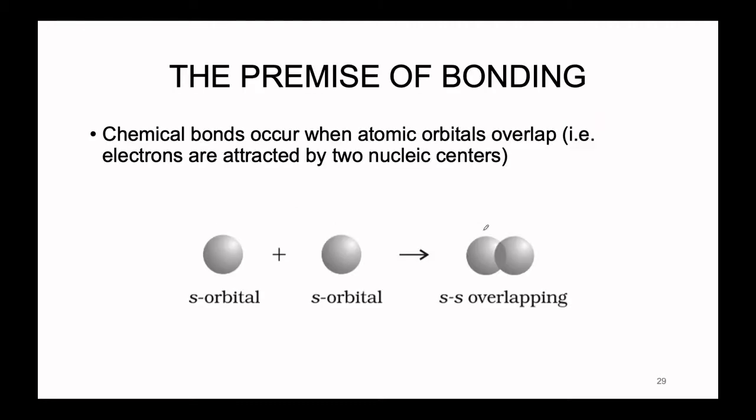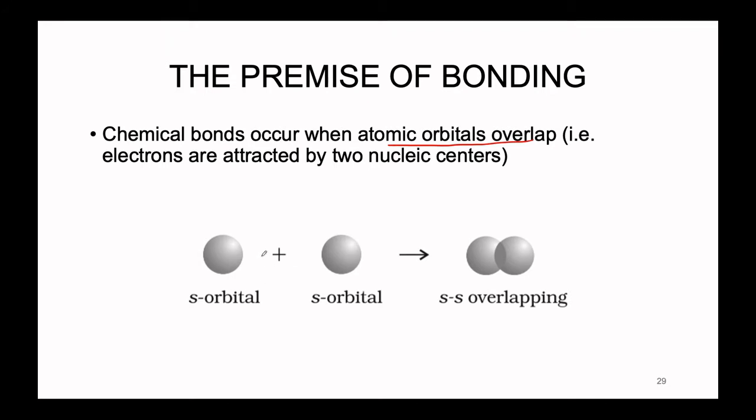All right, so the premise of chemical bonding, which is the staple, the fundamental underpinnings of valence bond theory, can be seen below. The premise of bonding is that chemical bonds occur when atomic orbitals overlap. In other words, the electrons are going to be attracted by two different nuclei.